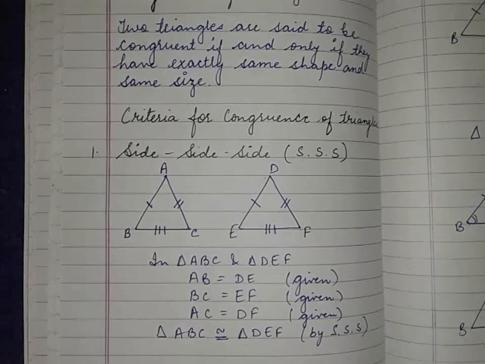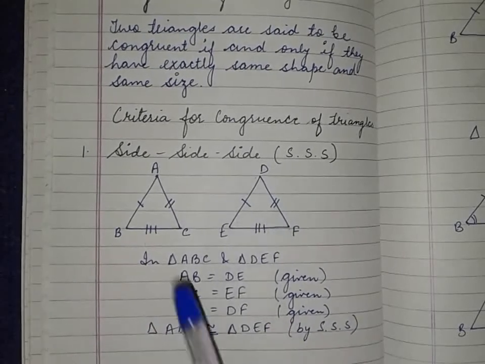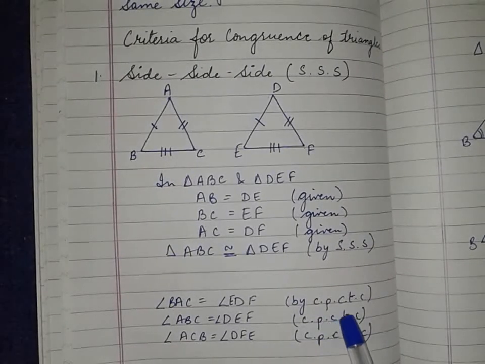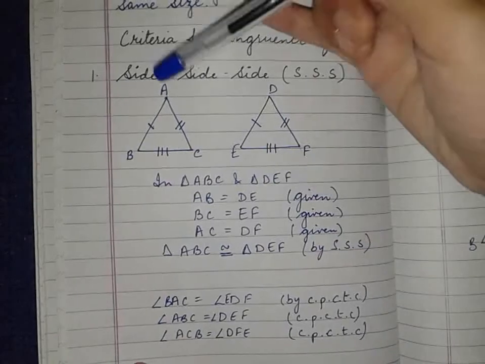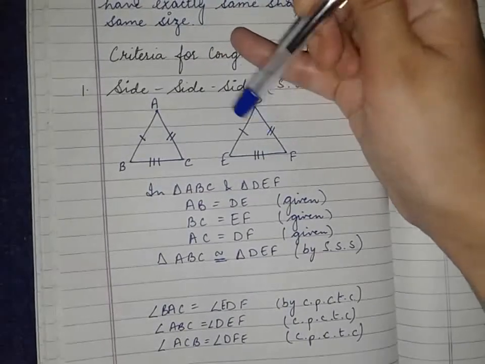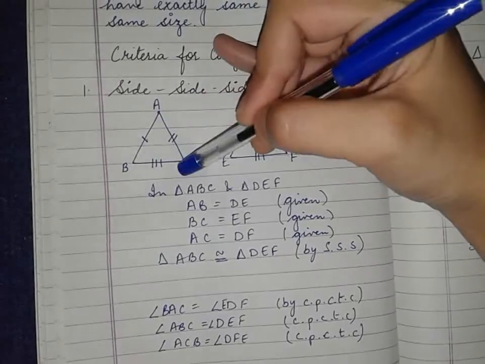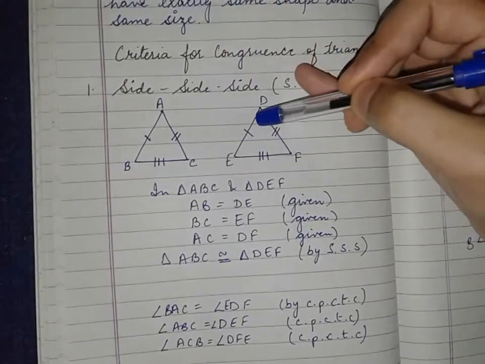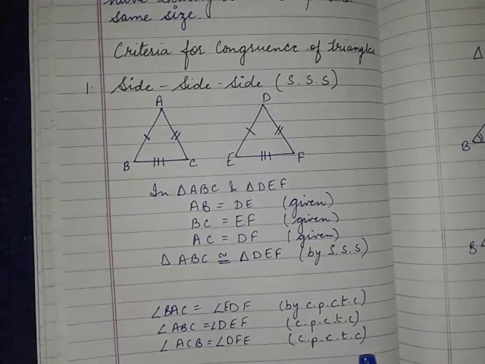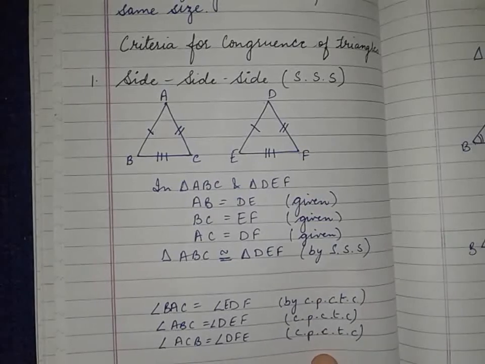Now whenever triangles are congruent, the corresponding parts are also equal. Sides were given equal and because the triangles are congruent, angles will also be equal by CPCTC. That is, corresponding parts of congruent triangles are congruent. So angle BAC will be equal to angle EDF. These are the corresponding angles because they are included between the same equal sides. Having the same sign, these sides were equal, so the angle between them will be equal to the angle between these two sides. Similarly, these two angles will be equal and these two angles will be equal by CPCTC. CPCTC is used only after proving the triangles congruent.